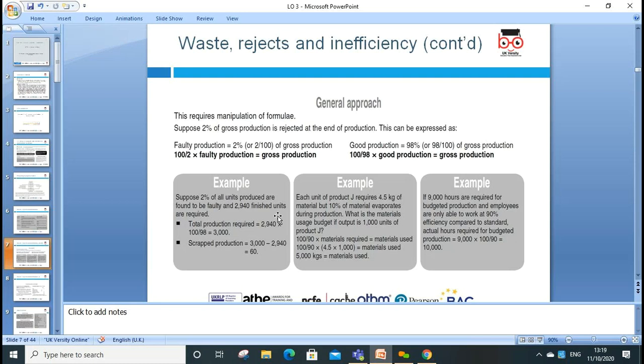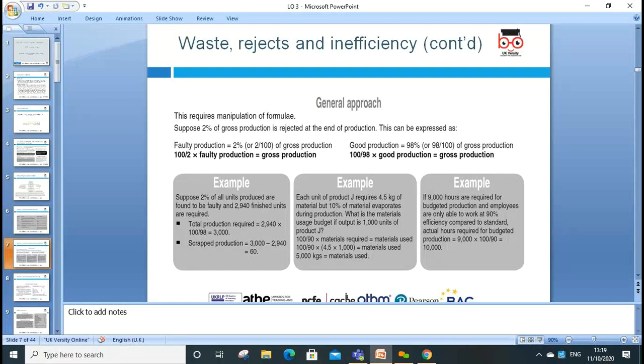Okay, then each unit of J requires 4.5 kg of material. 10% of the material evaporates, like think about oil, and it goes into the environment as evaporation. So this will be the 90%. What is the material required in usage? We need to produce 1000 units. 1000 units times 4.5 means we require 4500 kg of material. Because 10% is waste as well, 4500 times 100 divided by 90, so we actually require 5000 kg of material. When we make the budget, we'll consider 5000, not 4,500. That's the way we need to look at it.